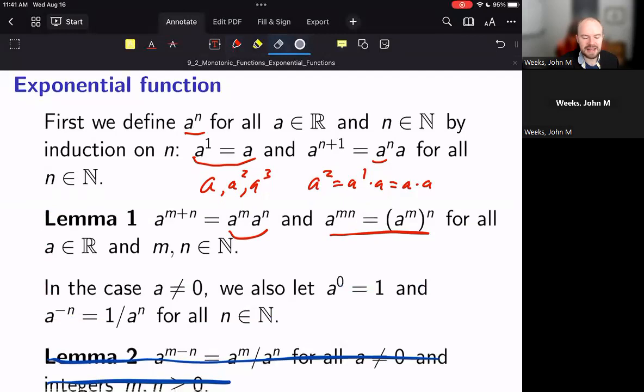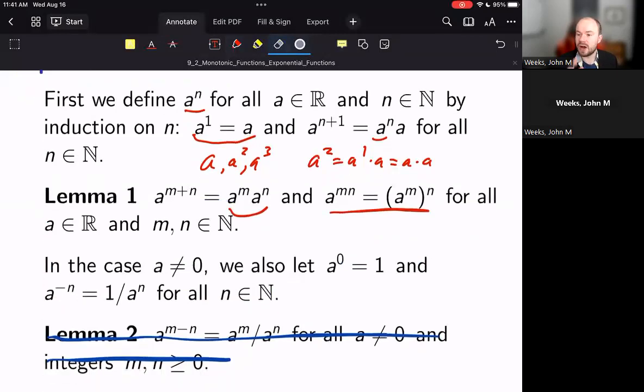Now, in the case of a not equal to 0, we are going to also define what happens whenever I take something and raise it to the 0 power. That's going to give me 1. And then now I can also define it on the negative integers by just saying that that's going to be 1 over a to the n.